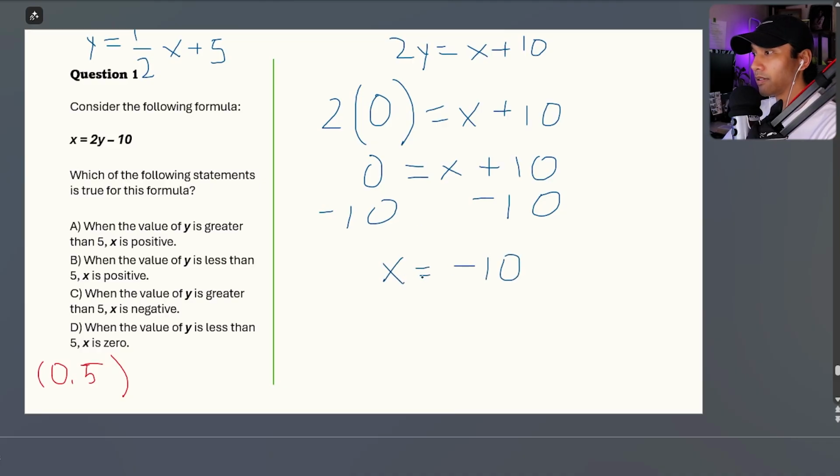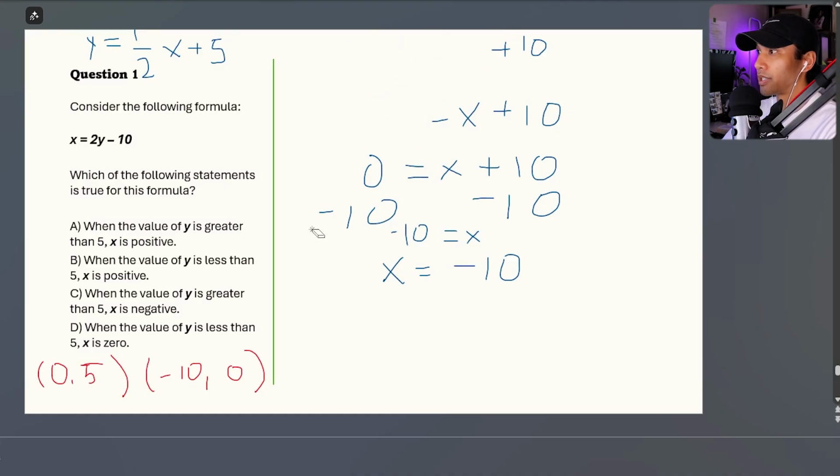You see what I did there? I could have just written negative 10 equals x, but you could just switch these. These are interchangeable when you have them like this. You could just switch it on the go. So now we have our x-intercept, which is negative 10, 0. Now we have 2 points that we could graph. So now our next step is to graph.